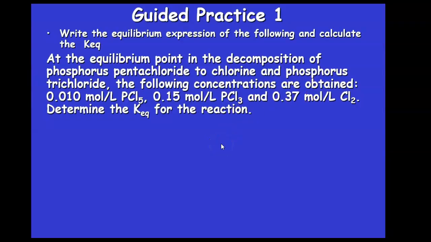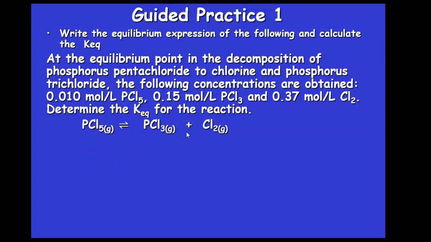So let's do some calculation now. Get your calculator, your pencil, or your paper. Write the expression for the following and calculate the Keq. At the equilibrium point in the decomposition of phosphorus pentachloride to chlorine and phosphorus trichloride, the following concentrations are obtained. The first thing is to write the expression.